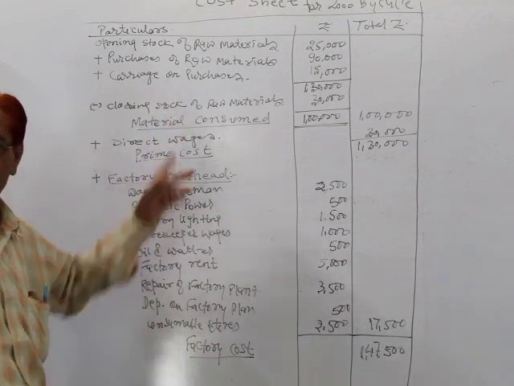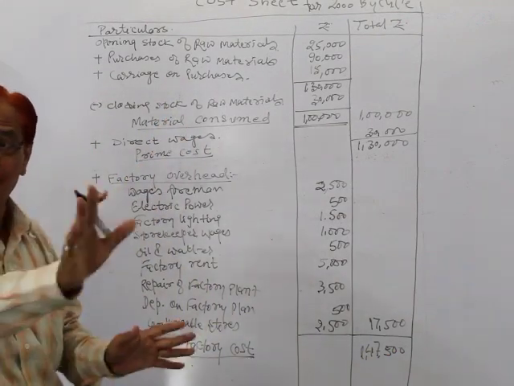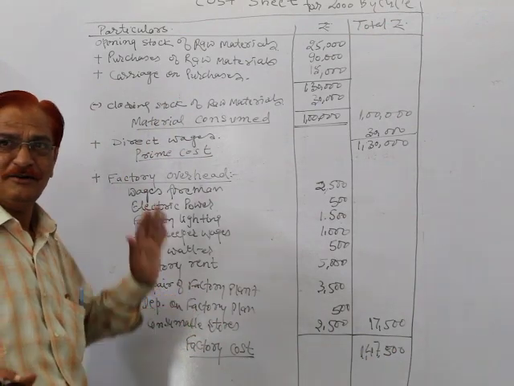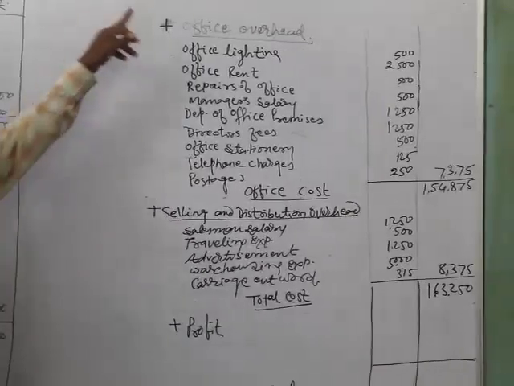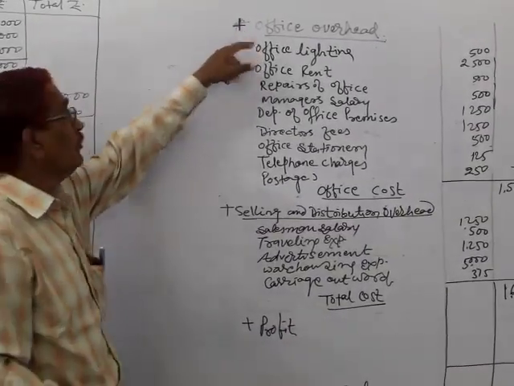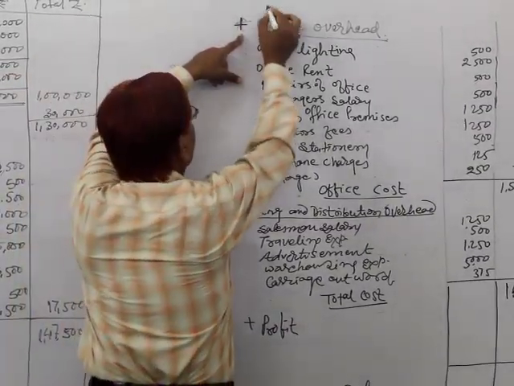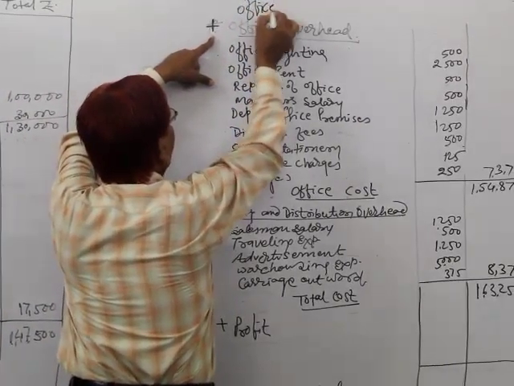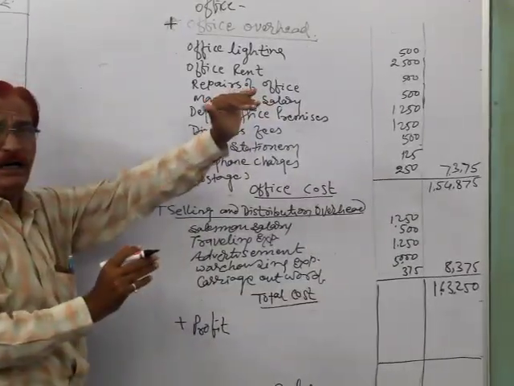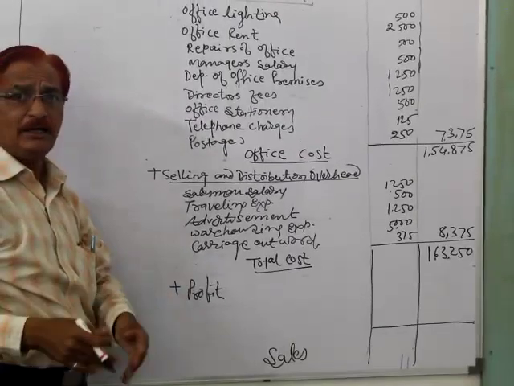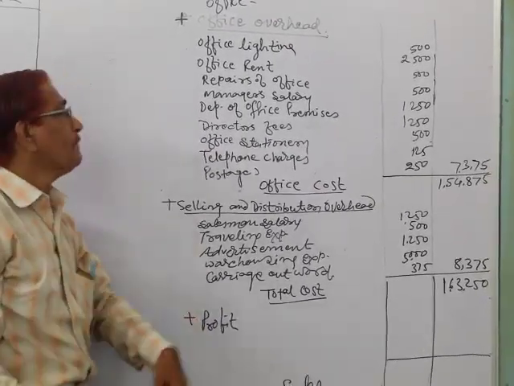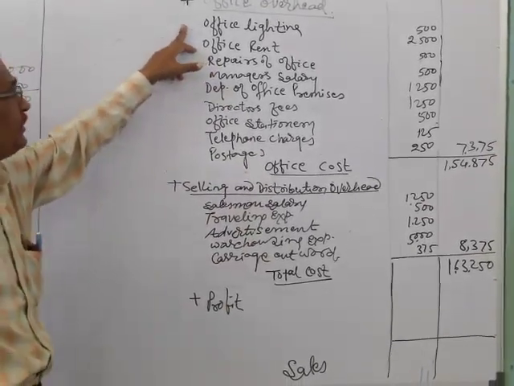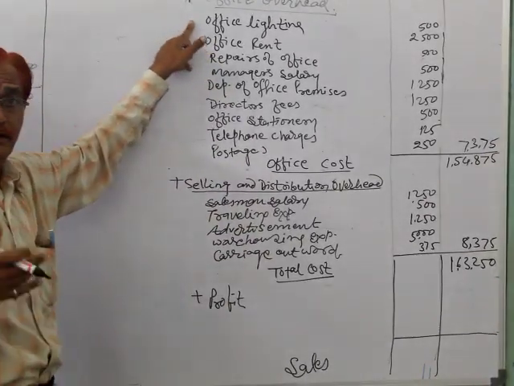Understood? So the material is over, wages is over, factory overhead is over. Now we come to second indirect expenses. Now look here, this is office overhead. Office overhead means the expenditure which is associated or related or in the nature of office. According to the numerical problem, there is a lighting.